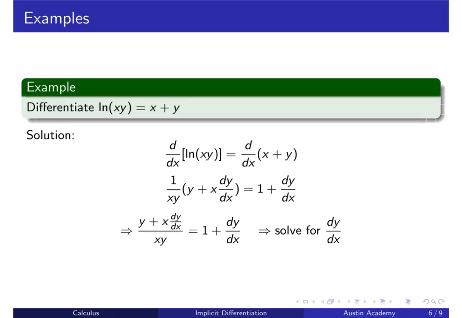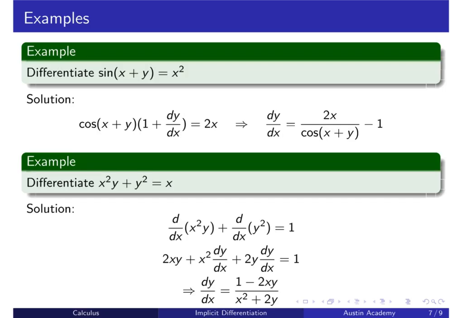Next, differentiate natural log of xy equals x plus y. Start by taking the derivative. The derivative of natural log of xy is 1 over xy, times y plus x times dy/dx. Set that equal to 1 plus dy/dx. So the left side becomes (y plus x dy/dx) over xy equals 1 plus dy/dx. Now solve for dy/dx.